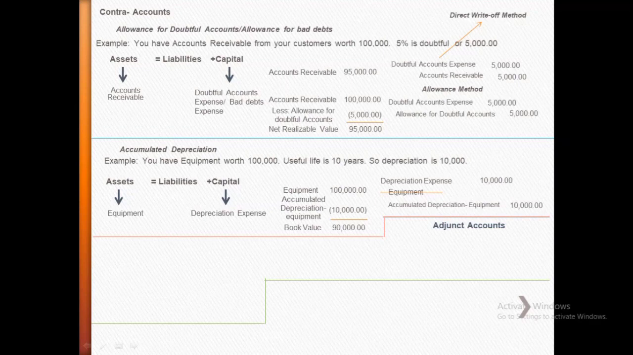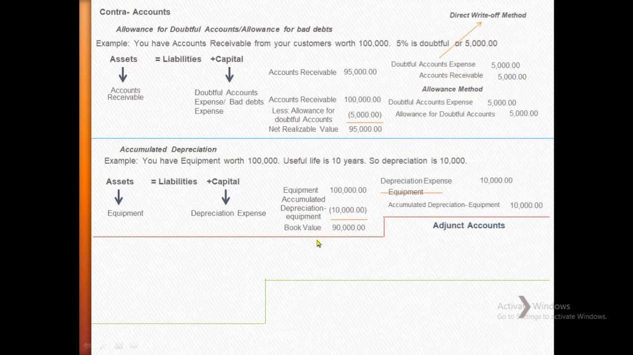I'll give you another bonus knowledge. This account, the accumulated depreciation, is cumulative in nature. That means, based on this illustration, you have 10,000 in year 1. However, in year 2, it will become 20,000. And in year 3, it will become 30,000 and so on.